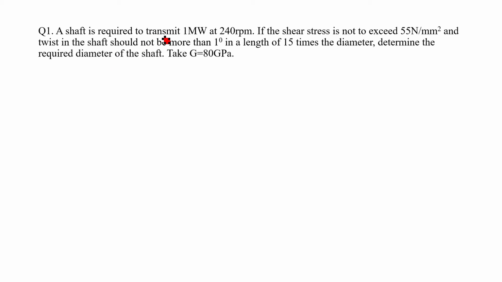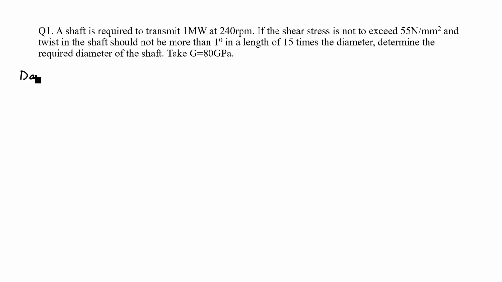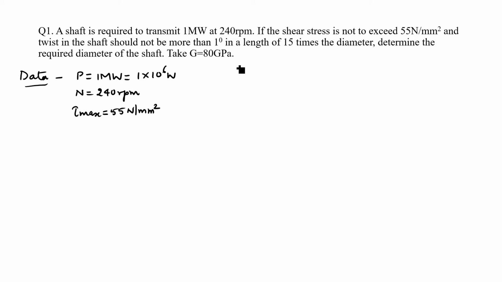A shaft is required to transmit 1 megawatt at 240 rpm. I'll first jot down the data. The value of power is given as 1 megawatt, which will be 1 into 10 raised to 6 watts. The speed is given as 240 rpm. If the shear stress is not to exceed 55 Newton per mm square, which means the maximum value of shear stress is given as 55, and the twist in the shaft should not be more than 1 degree.